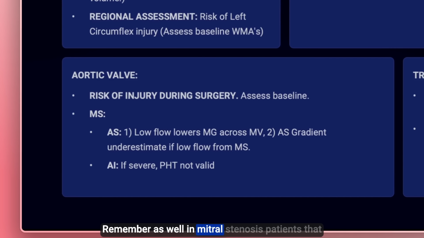Remember as well in mitral stenosis patients that bad aortic stenosis can lower the flow artificially across a mitral valve because of low flow states. Also, if there's severe mitral stenosis and there's a low flow state from that, it can artificially lower the gradient across the aortic valve. So these two can affect each other when there's significant severity from one interacting with the other. Also, significant aortic insufficiency can make pressure half-time measurements invalid.